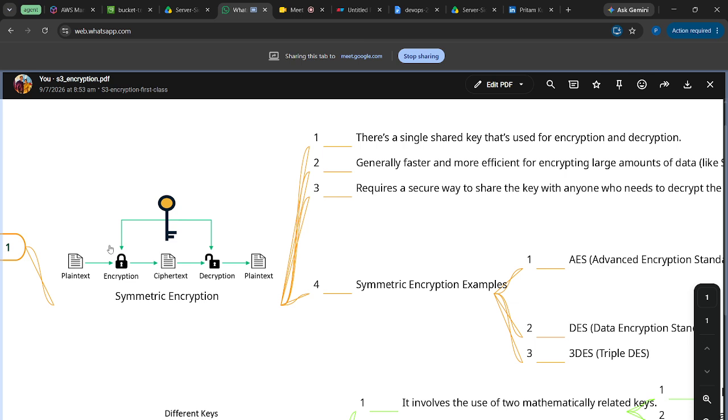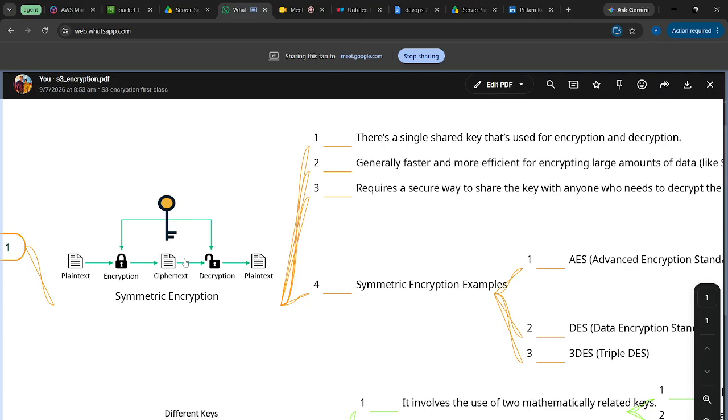I have already told you, before the file gets uploaded into S3, the encryption will happen. And to encrypt the data, it is going to use a key. We have also already discussed who will be the responsible owner of the key. It depends on the encryption type. So that key will be used to encrypt the file.